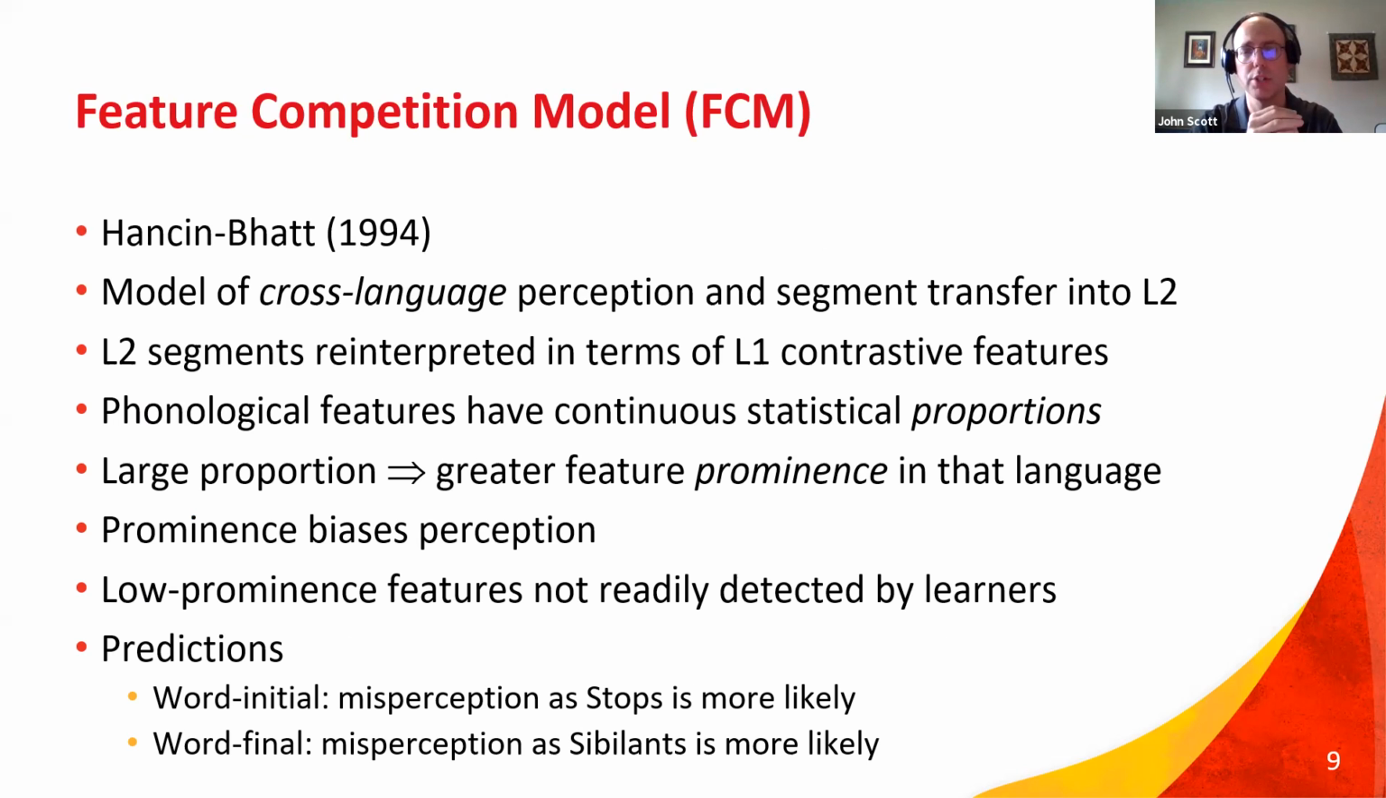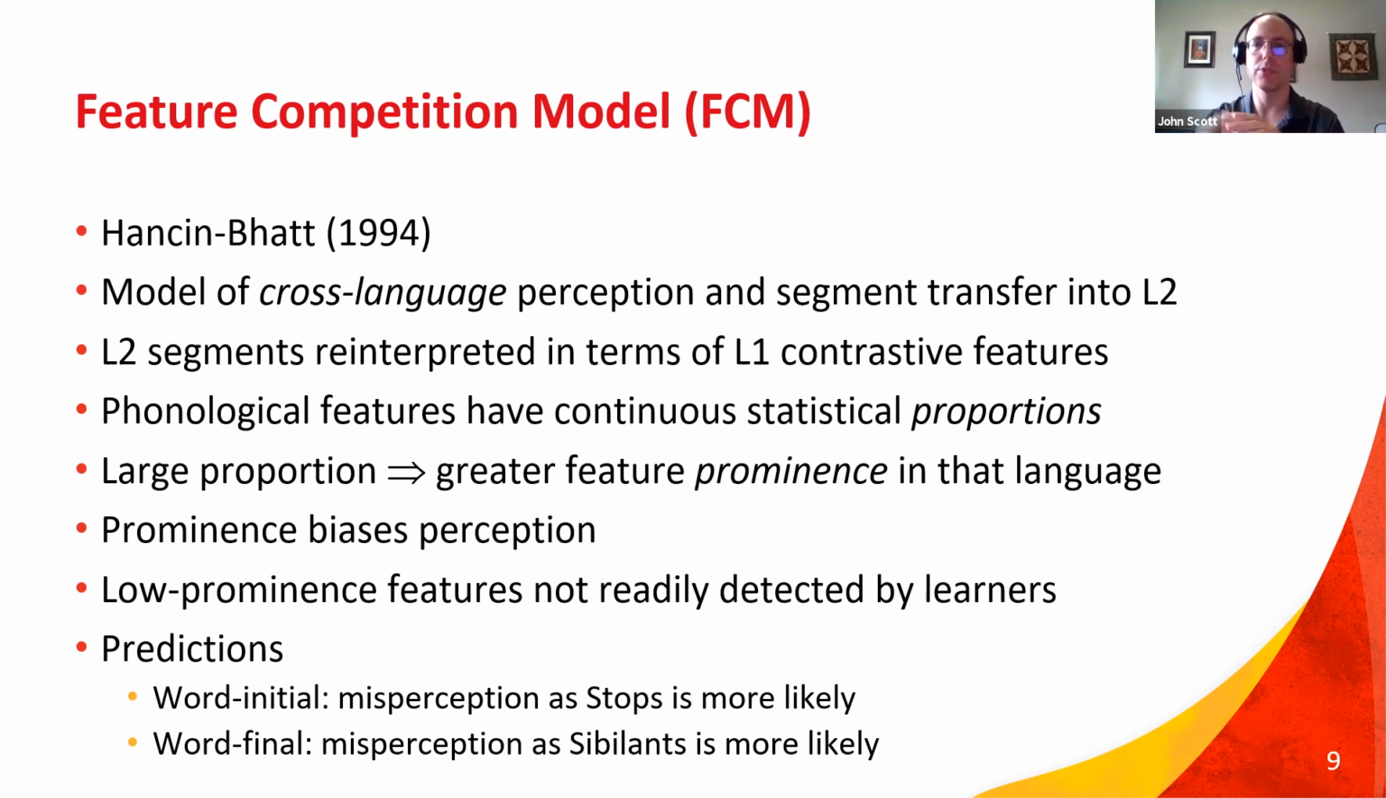First of all, the feature competition model, which doesn't get a lot of attention, is a cross-language perception model, and also tries to predict which segments from a native language will be transferred into a target language. And it does this rather than dealing with plus minus features of voiced, voiceless or something. It actually deals with proportions of a feature being useful or relevant in the language.